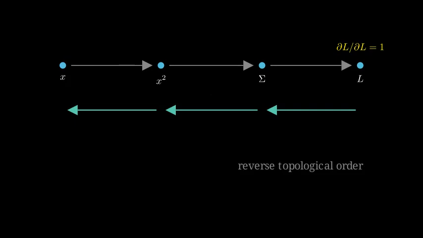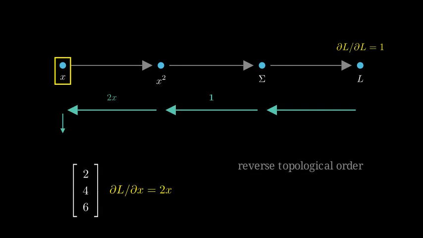Through the sum node, the gradient becomes a matrix of 1s. Through the squaring node, it becomes 2x. Out the bottom, the gradient at x is 2x, the vector 2, 4, 6. Exactly what calculus would have told us, only here it was computed mechanically, by following arrows in reverse. So adding a new operation doesn't touch the traversal code at all. Not a line of it.